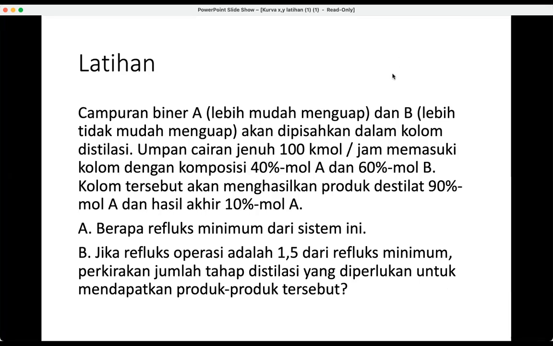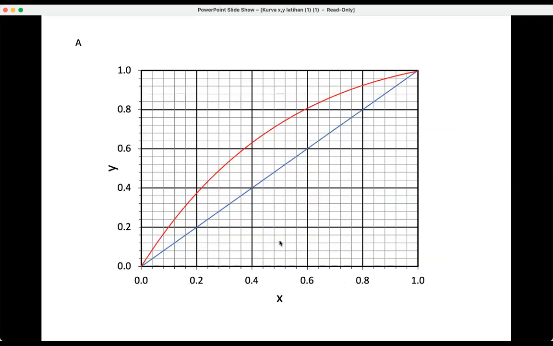So this is the question. So the minimum reflux is 1.14, and if the operating reflux is 1.5 of the reflux minimum, estimate the number of stages. Okay, so it is a little bit dense, I'm sorry, but it's actually just similar, make it easier.